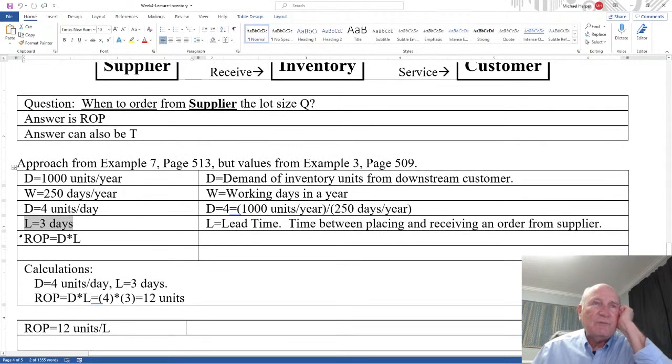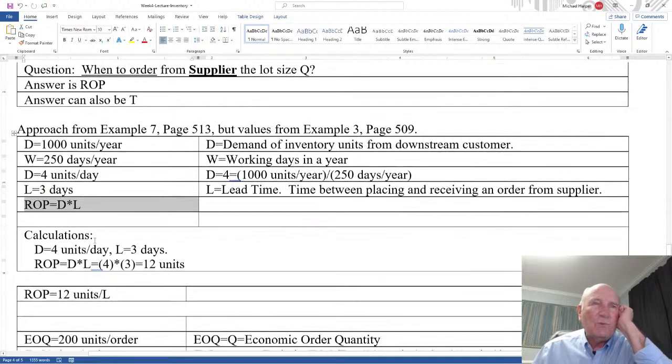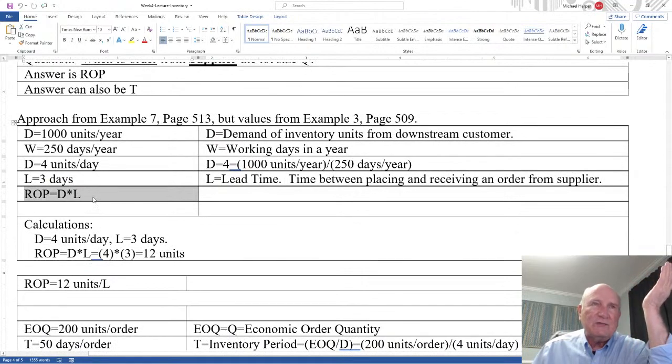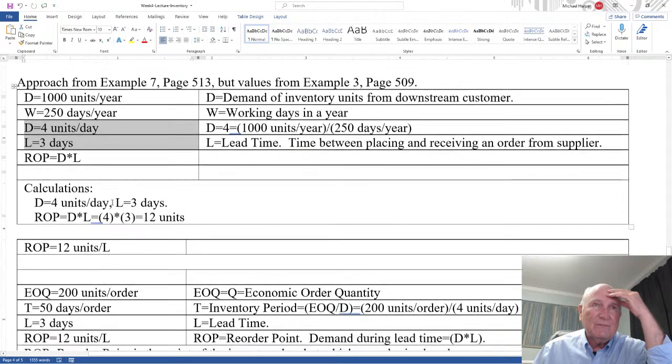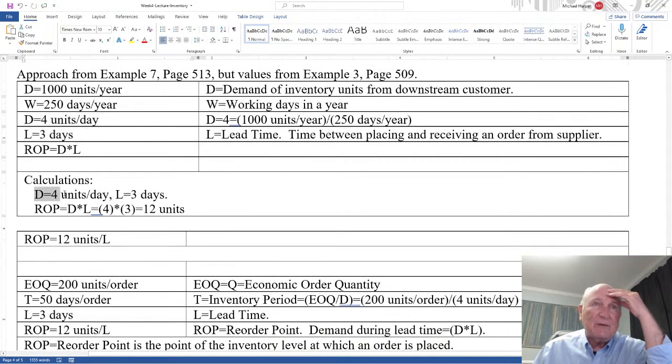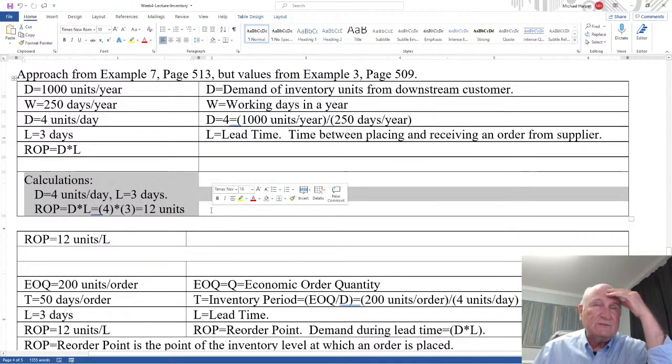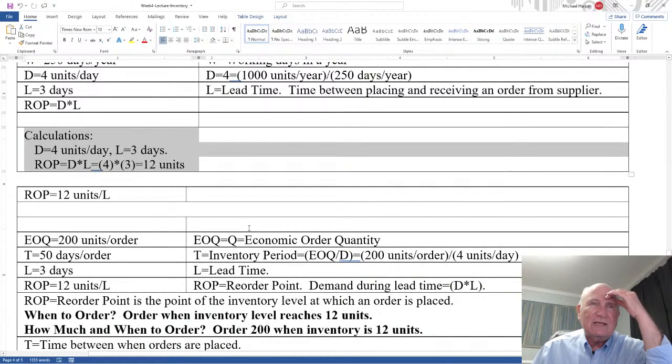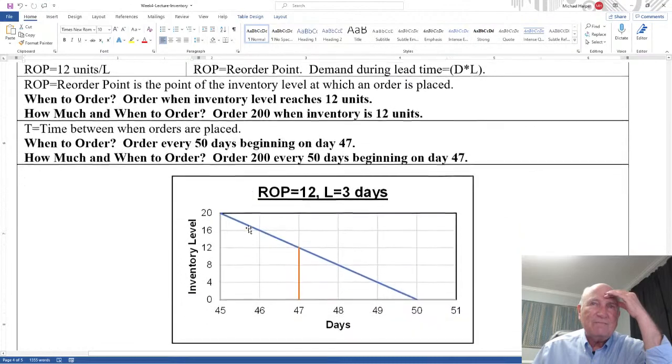Now the ROP, the equation is D times L. You just multiply those two together. So the calculations: if my demand is 4 units per day, my lead time is 3 days, then my ROP is going to be 12 units. Well, let's look at this. Let's see how this works graphically.